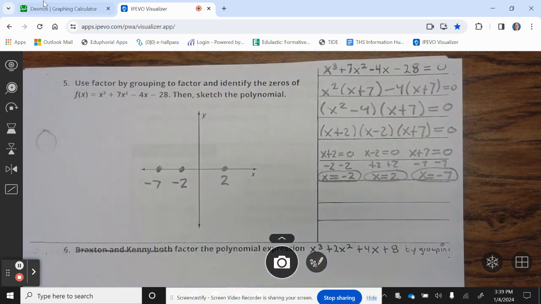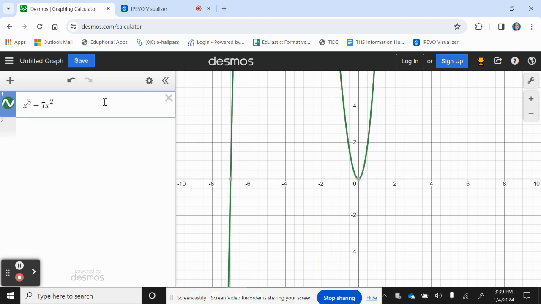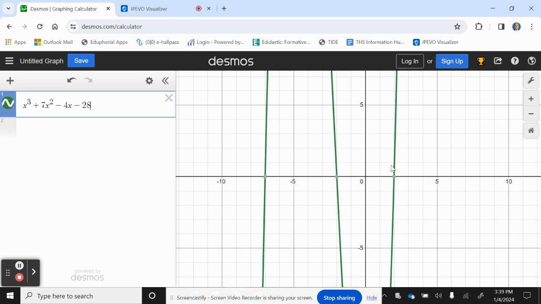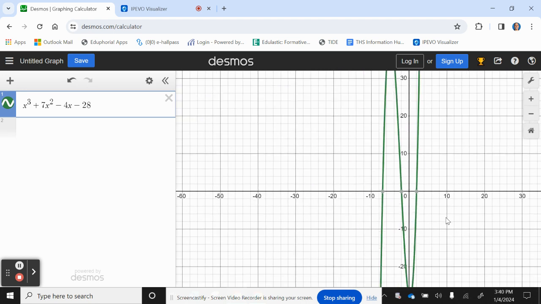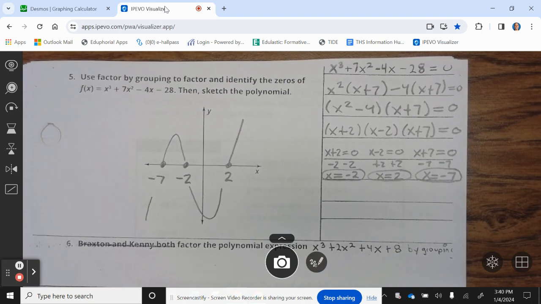Let's go ahead and graph that to get our curve. All right, go ahead and finish it up.